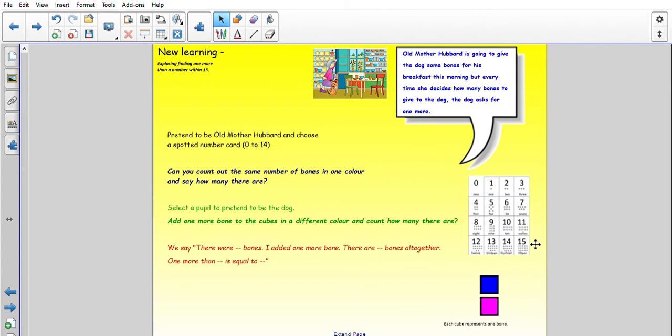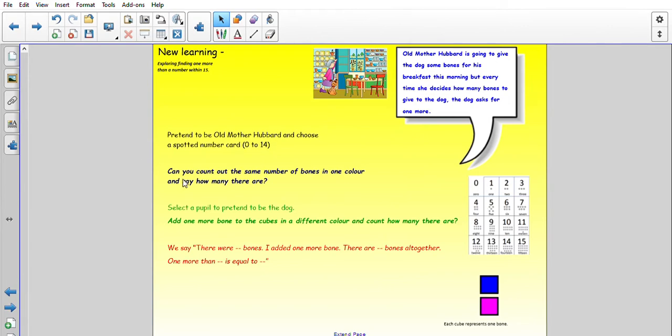So here are our spotty number cards, and I know you've got some at home. So we're going to choose one of the cards, but we can only go to 14. So we need to take out number 15. So can you find your number 15 and just put it to the side for now? I'm not going to be using that 15. Well done. And then we're going to choose a card. Right, so I think I'm going to choose card 4. And I think 4 is enough bones for any dog, don't you?